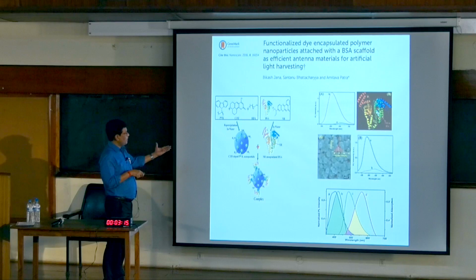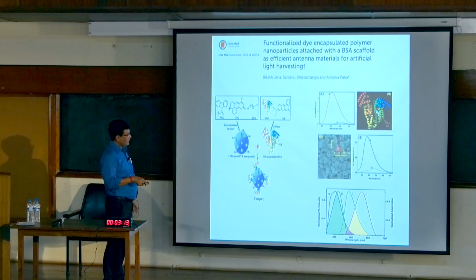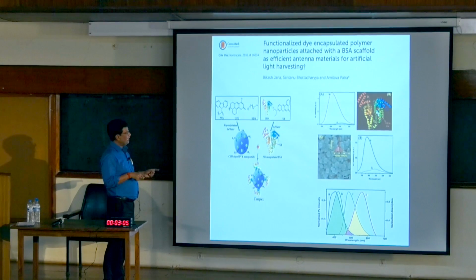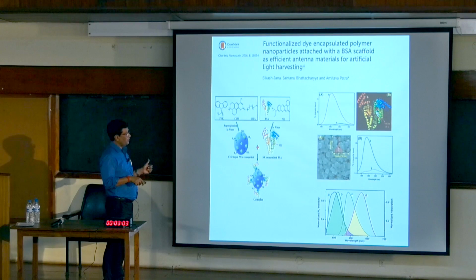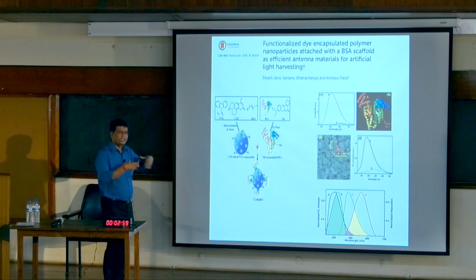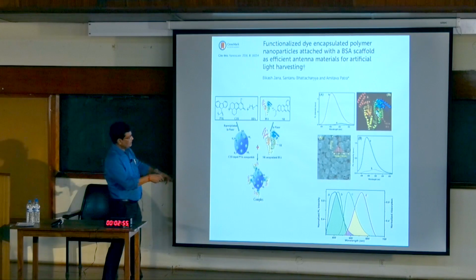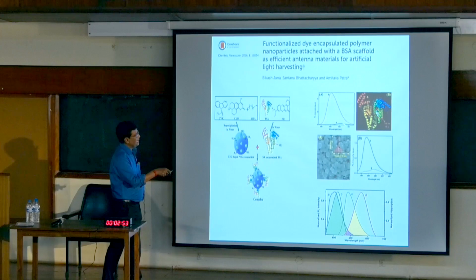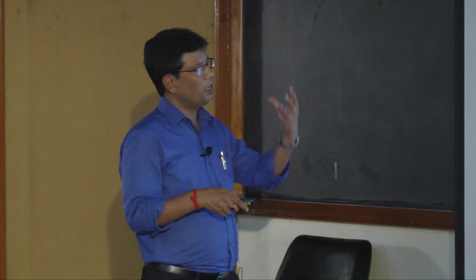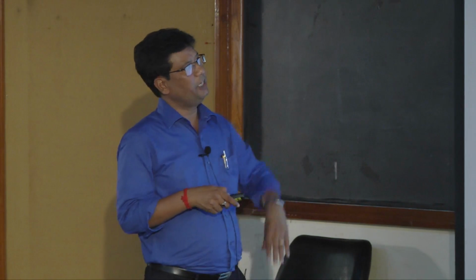Why we choose this coumarin: the emission of the PVK host exactly matches the absorption band of the coumarin 153 dye, and the emission band of the 153 exactly matches the absorption band of the Nile red dye, so that there is an overlap. There is a chance of an energy transfer process. This is the polymer nanoparticle, and this is the Nile red dye inside the 2A domain in the BSA protein.